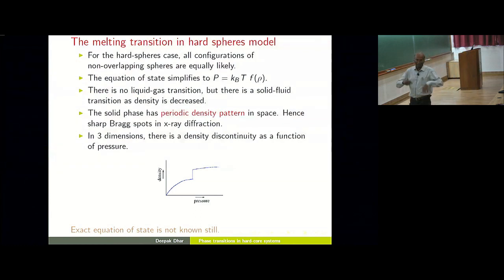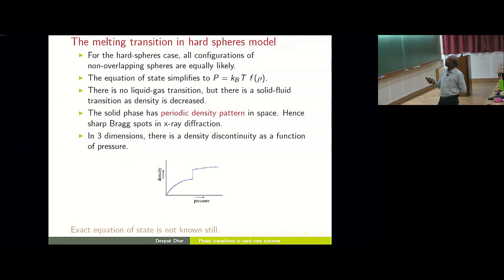I guess that long justification given in the beginning was that it is good to study the melting transition in the hard sphere model. So this is just a restatement of the definition. It says for hard spheres, all configurations of non-overlapping spheres are equally likely. Then the equation of state simplifies to P is equal to kT times f of rho, because the partition function is only a function of rho, density. There is no temperature. Then when you take free energy, it's kT times some function of rho. And when you take derivatives, pressure becomes kT times some function of rho. So it says the pressure will be proportional to temperature and some function of density, that we have to work out.